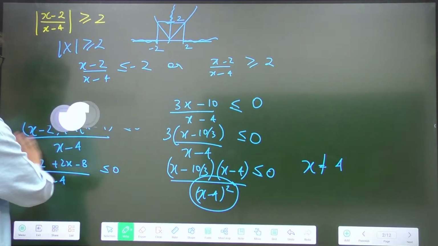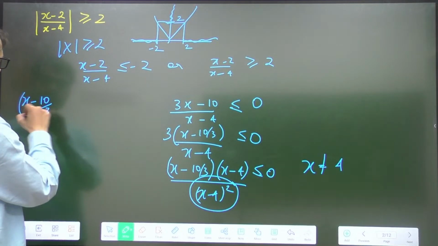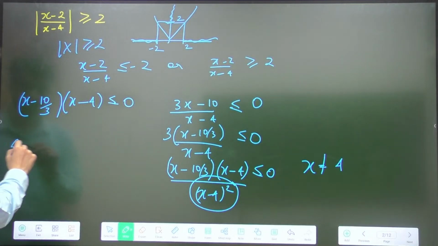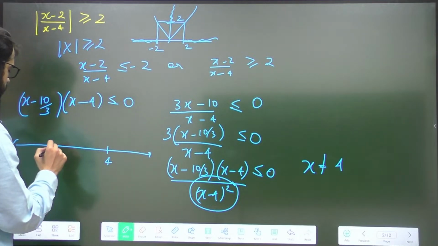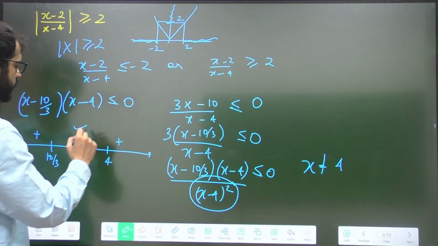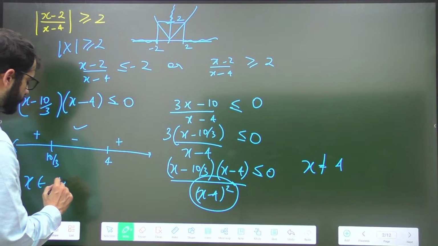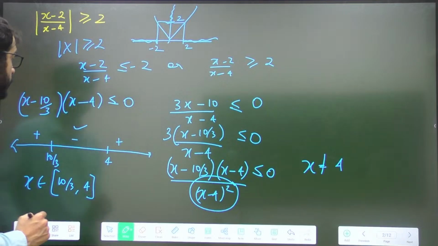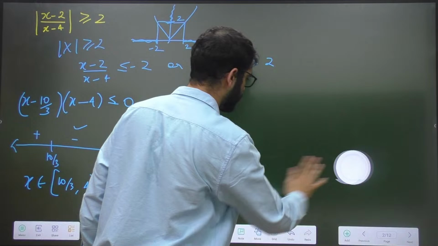So in order to solve it further, I'll use the space. I'll write over there x minus 10 upon 3 multiplied with x minus 4 less than or equal to 0. Now let's try to plot the roots. One root is going to be 4 and another root is 10 by 3. This is going to be positive, negative, positive. Less than or equal to 0 symbolizes the interval between the two roots. So I'll say that x belongs from 10 by 3 to 4. We are going to put closed intervals. This will be the answer to the first condition. I'll make some space for the second part.